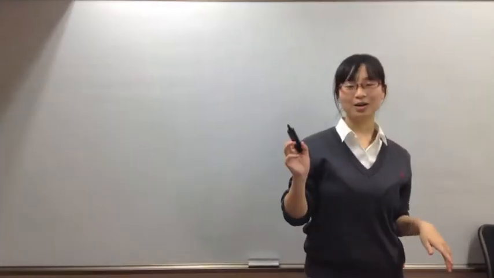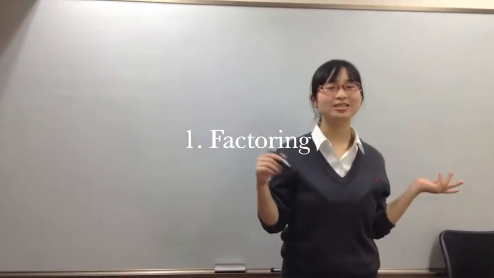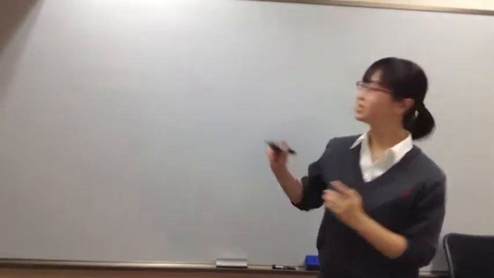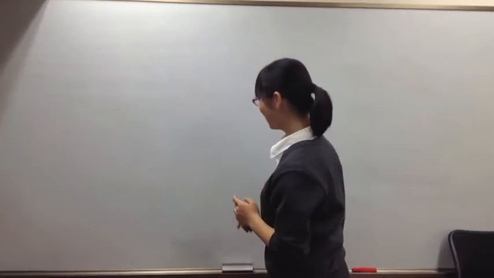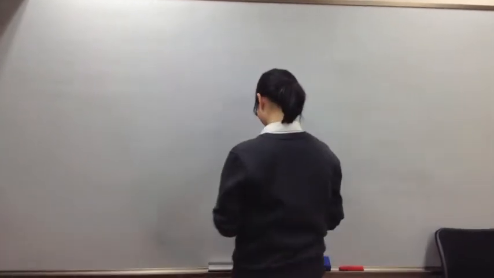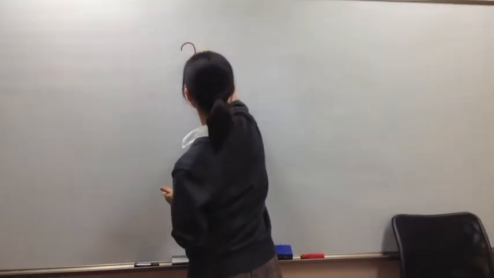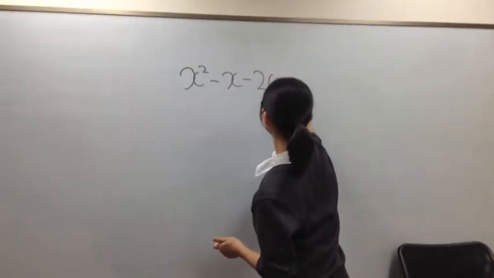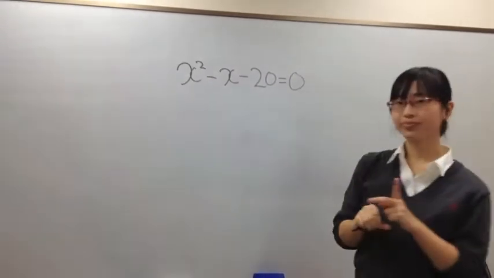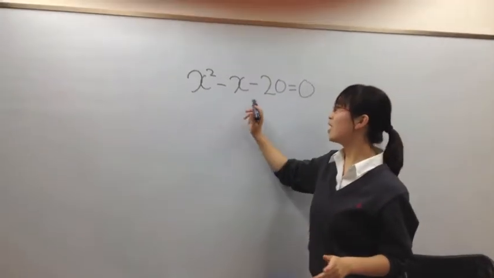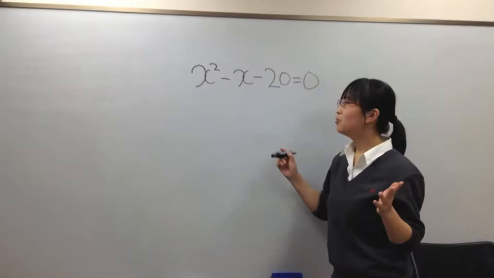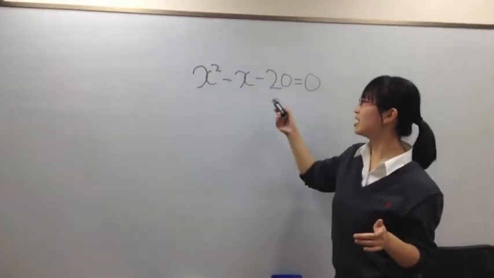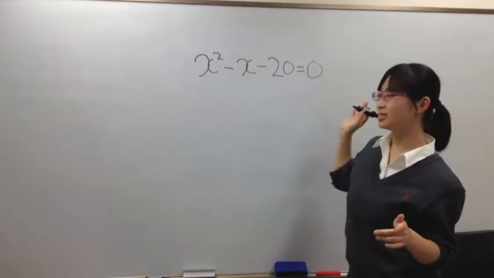First, we would like to talk about factoring because it's the easiest and simplest way. So the example question for factoring is, okay. First, we want to factor this so it can be simple and we can know what x is. So, what do you think x squared minus x minus 20 is?